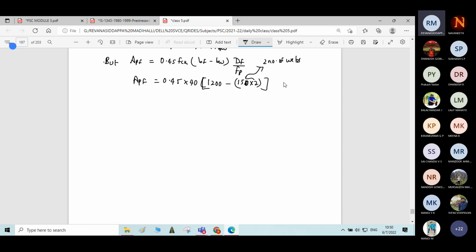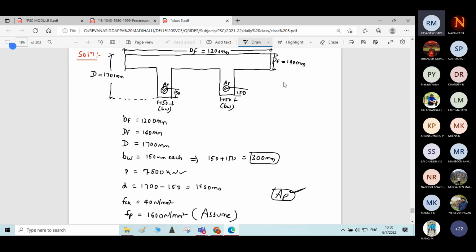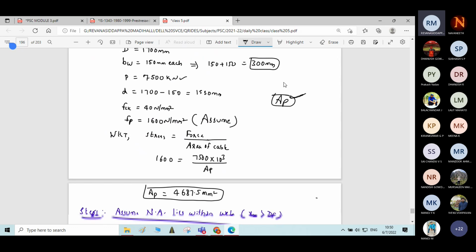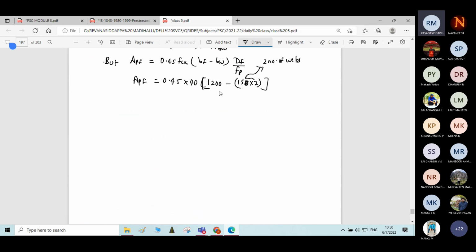Into DF by FP, depth of flange, how much is it? Depth of flange is 140 divided by FP, which is 1600, that we have assumed. 140 by 1600. If we estimate this value, we will get the answer as 1417.5 mm square. Okay. Now you can estimate the value of APW.